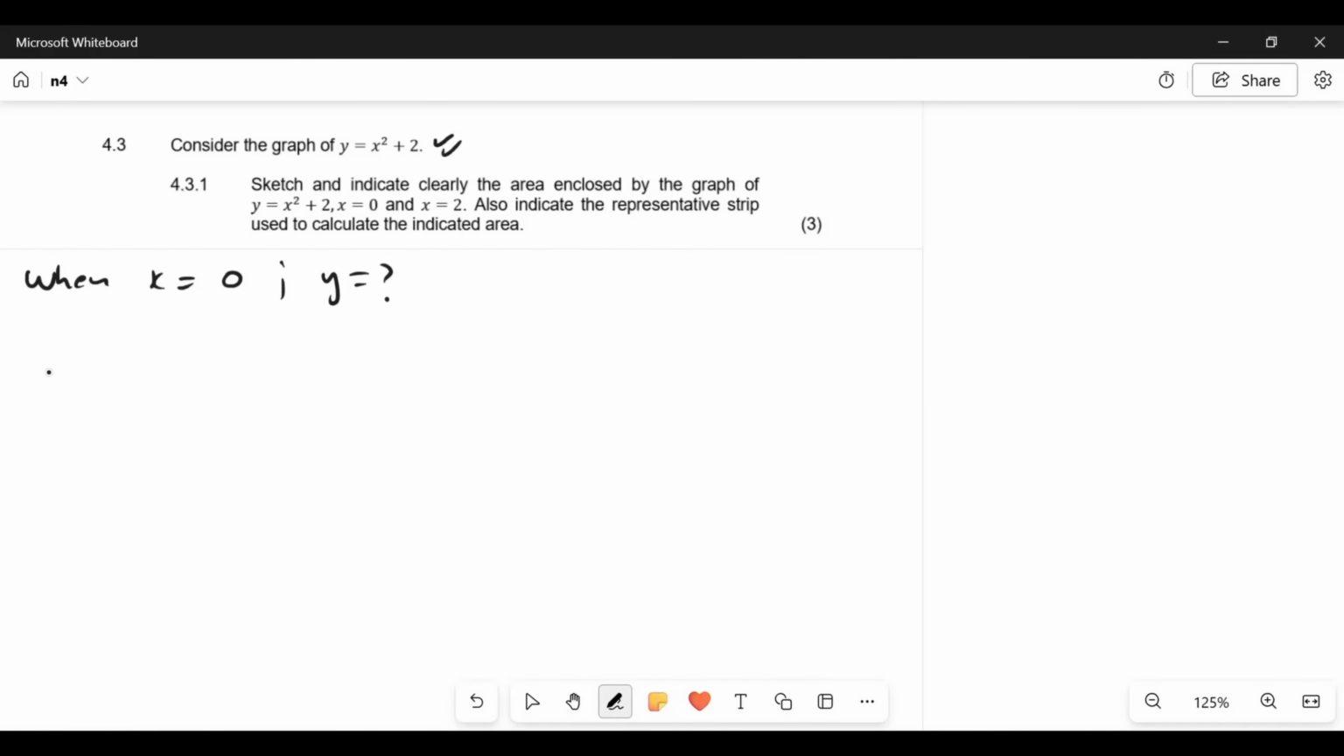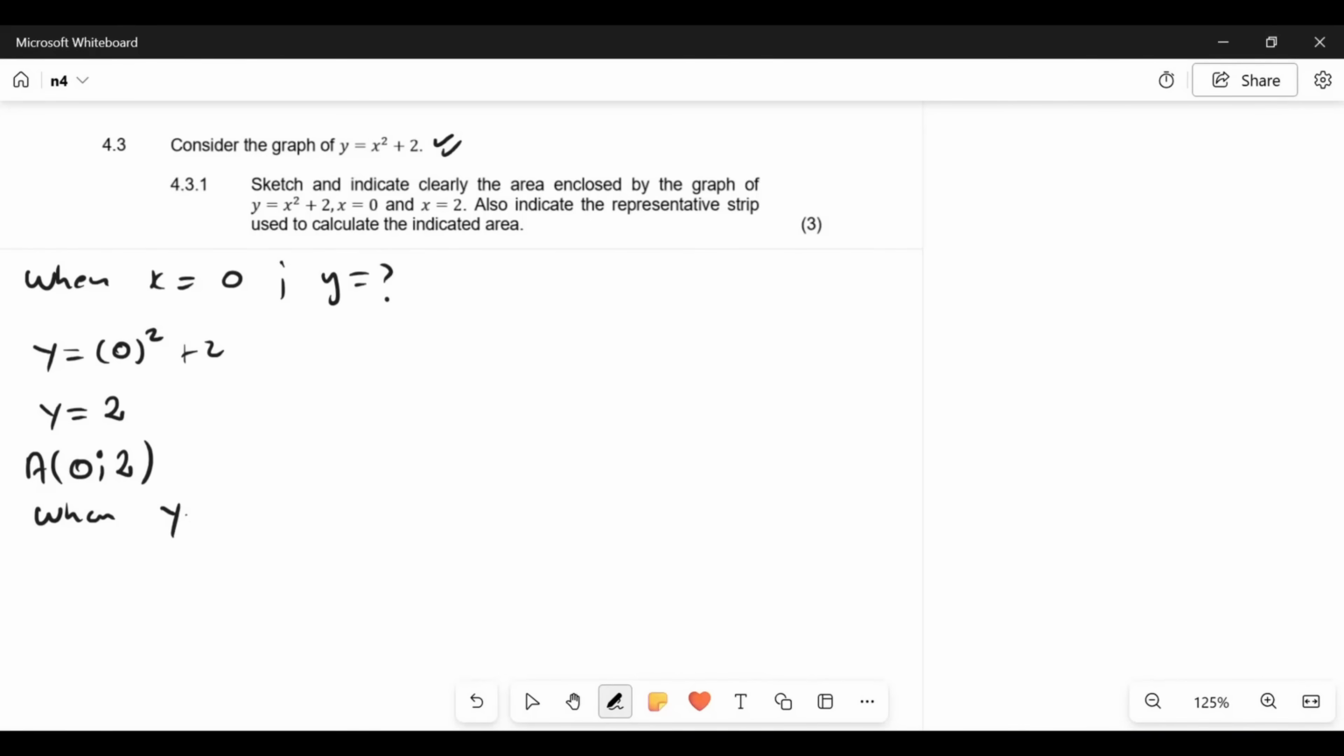So we're going to take this equation here. Wherever there is x, we substitute with 0. So y is going to be equal to, wherever there is x, we substitute with 0, and that is squared plus 2. So we can say our y is going to be 2. So we can say point A, when x is 0, y is 2. Let's do the next intercept.